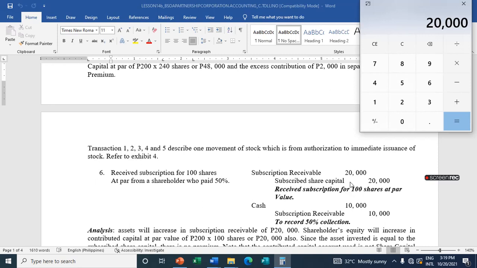So, you have here the 20,000 and subscribe share capital. So, hindi yun share capital. Subscribe share capital muna. 20,000. So, ang explanation mo dyan, receive subscription for 100 shares at par value. Okay? And another entry, since may cash ka namang na-receive, ayan, cash, 10,000 and subscription receivable na 10,000 kasi nabawasan yun sa subscription receivable mo, di ba? So, to record 50% collection.